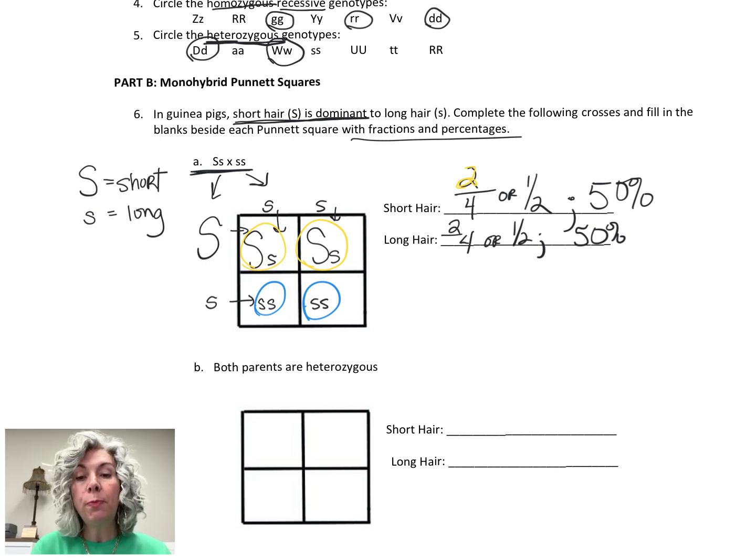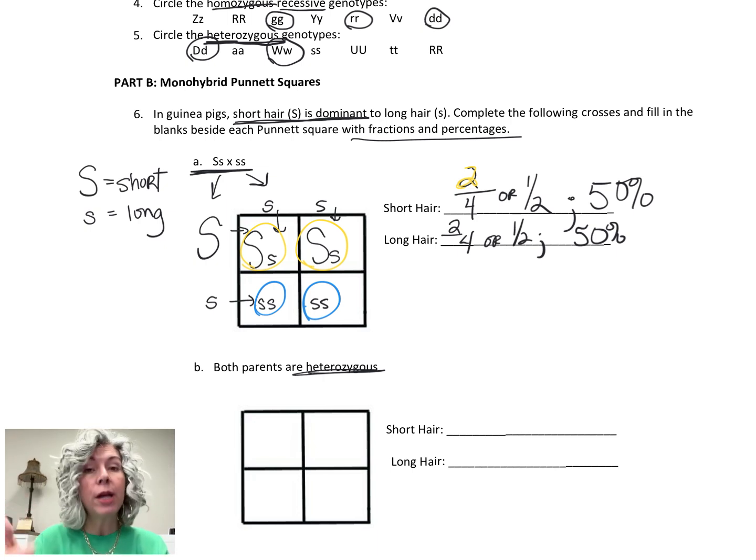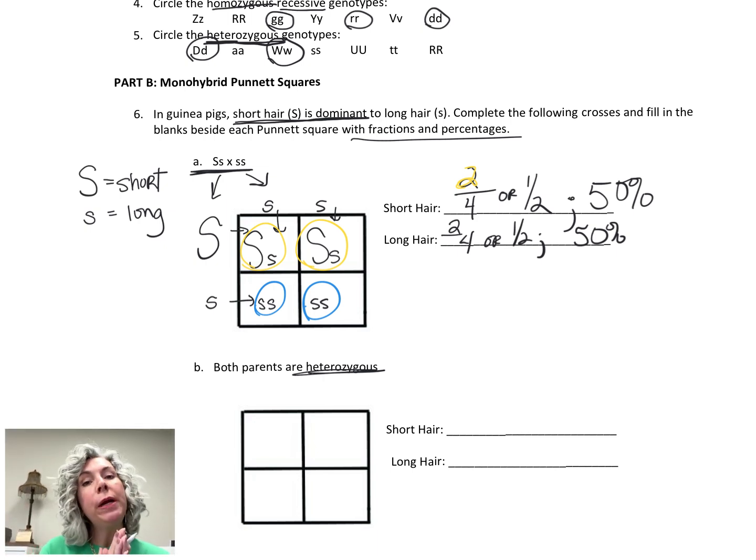Part B, both parents are now heterozygous, all right? Now, it doesn't give us the parents in this one, so we have to know what heterozygous means. You know this, hetero means different. So if both parents are heterozygous, they're gonna have different genotypes. So it's gonna be a capital and a lowercase. Homozygous would be the same. Heterozygous would be different, a big S and a little s.